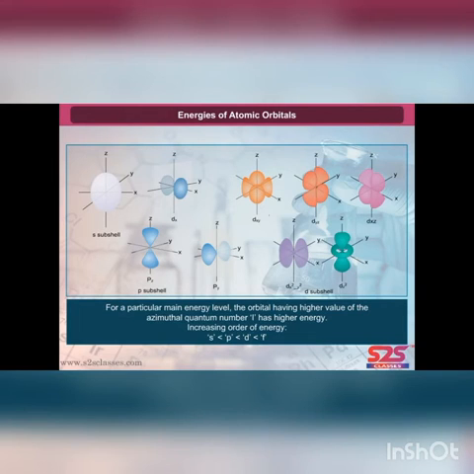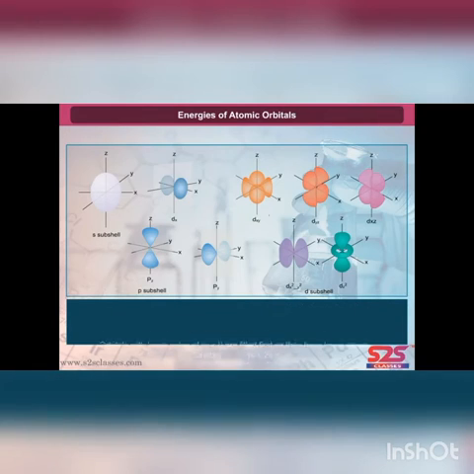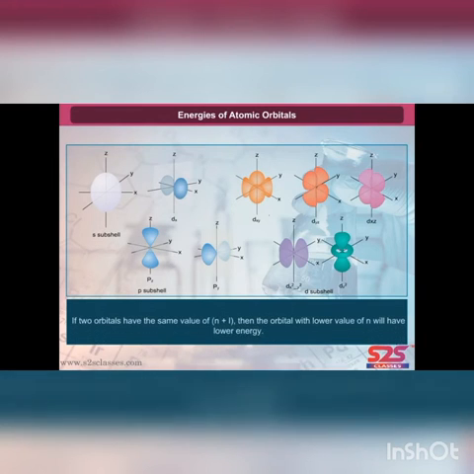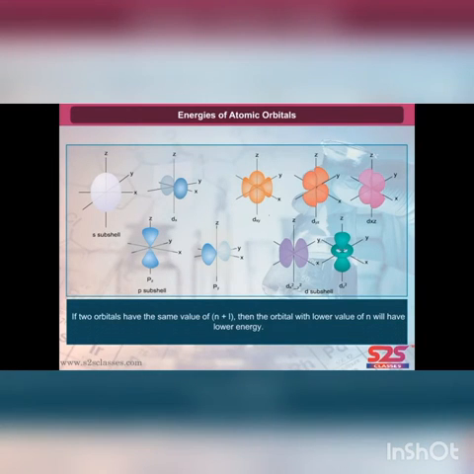In general, energies of orbitals belonging to the same main energy level follow the order s less than p less than d less than f. Orbitals with lower value of n plus l are filled first as they have lower energy. If two orbitals have the same value of n plus l, then the orbital with lower value of n will have lower energy.